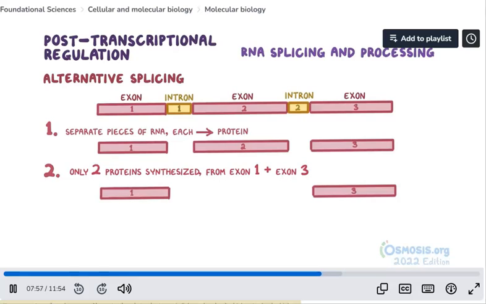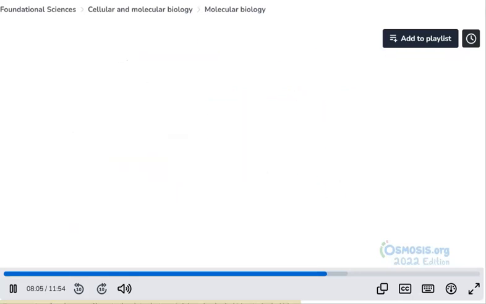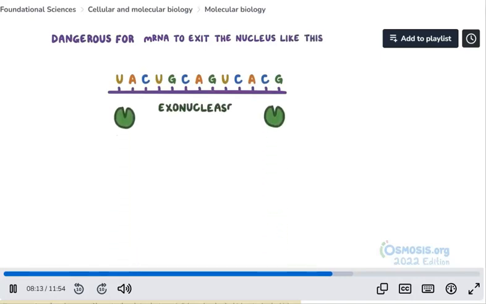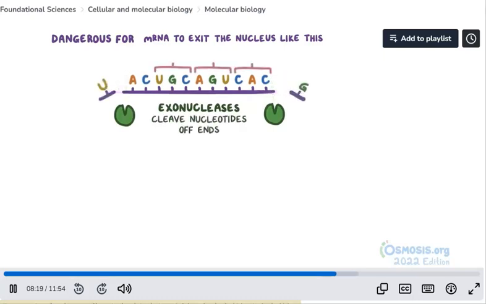Ultimately, all of the post-transcriptional changes are made to the RNA. The resulting RNA sequence is now called messenger RNA, or mRNA for short. However, it's dangerous for mRNA to exit the nucleus like this, because lurking in the cytoplasm there are enzymes called exonucleases. Exonucleases really like cleaving nucleotides off the mRNA ends, and remember, they all code for amino acids now.